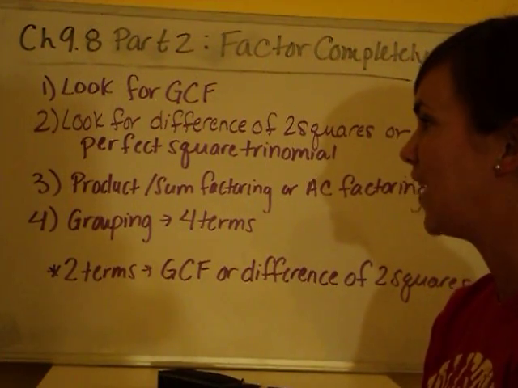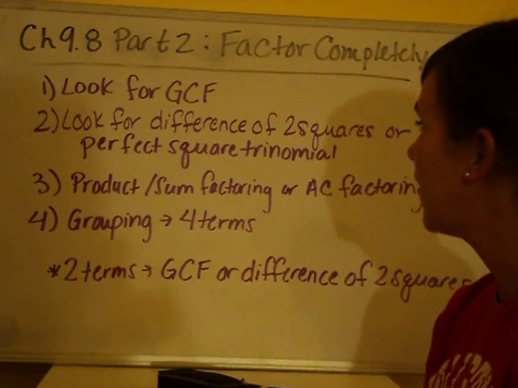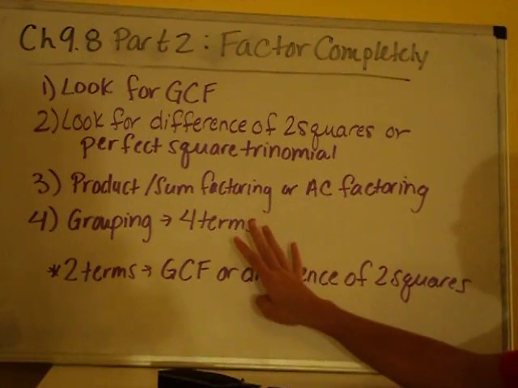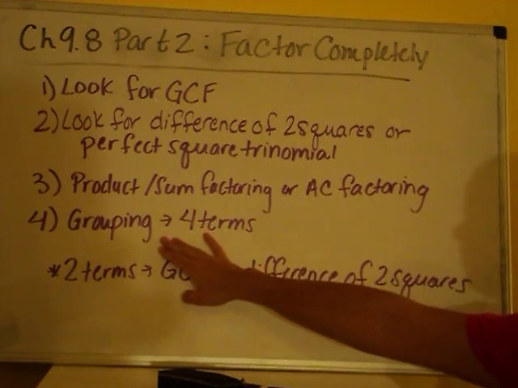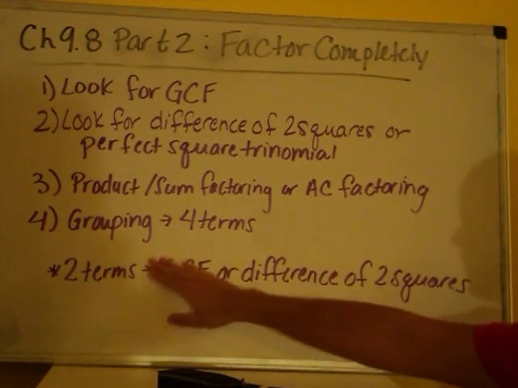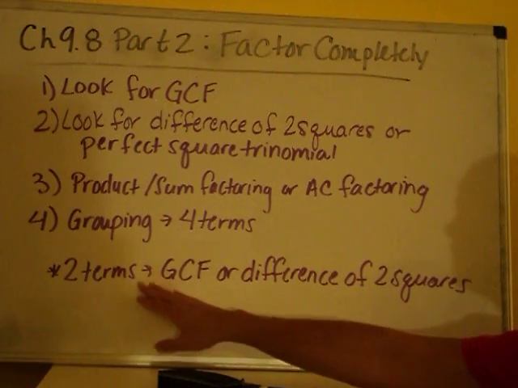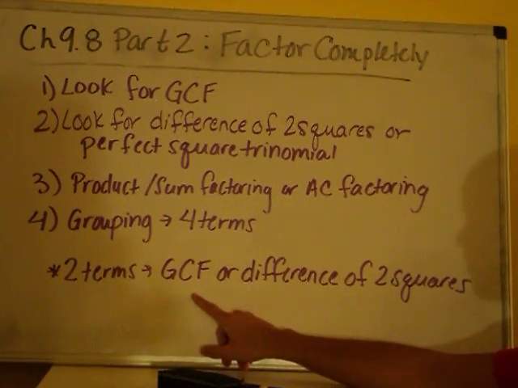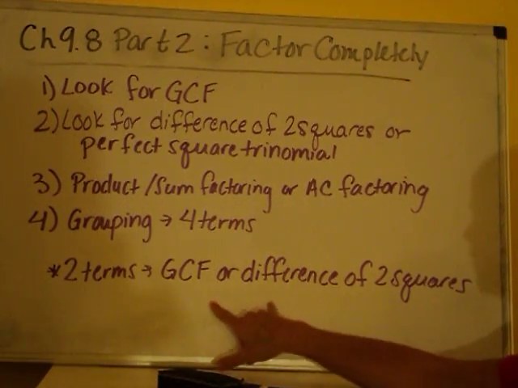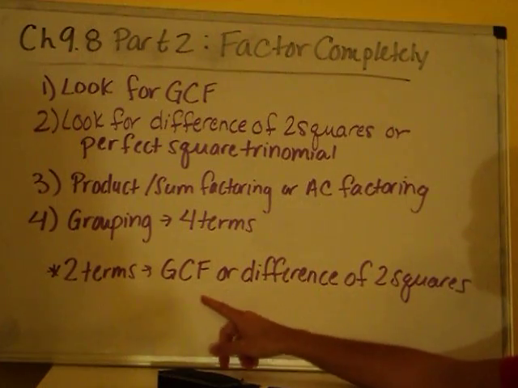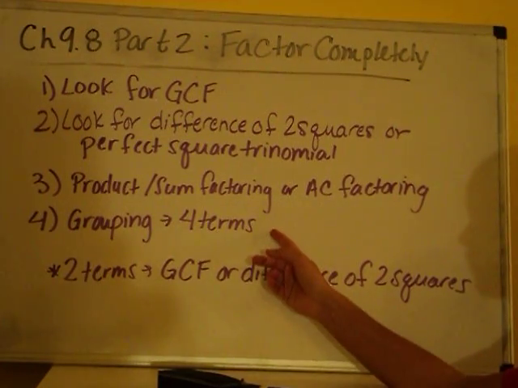If none of those two things happen, then you're going to use your product sum factoring or your AC factoring. And also, if you have 4 terms, you're always going to use grouping. 4 terms and grouping go hand in hand. And just a reminder of what we talked about yesterday, if you have 2 terms, you're doing only greatest common factor or difference of 2 squares. Product sum and AC factoring are strictly for 3 terms. So 2 terms is GCF or difference of 2 squares, and grouping is for 4 terms.